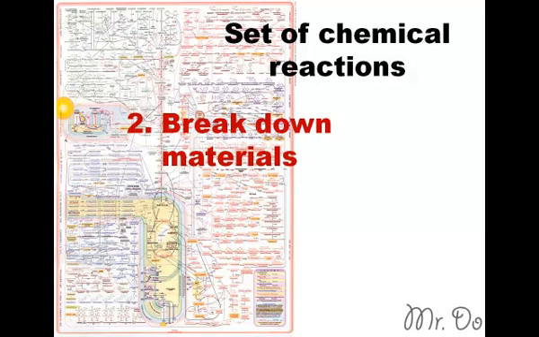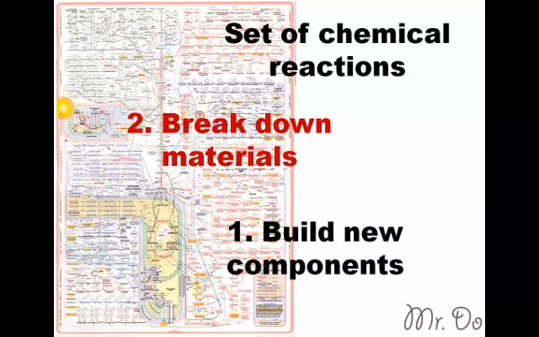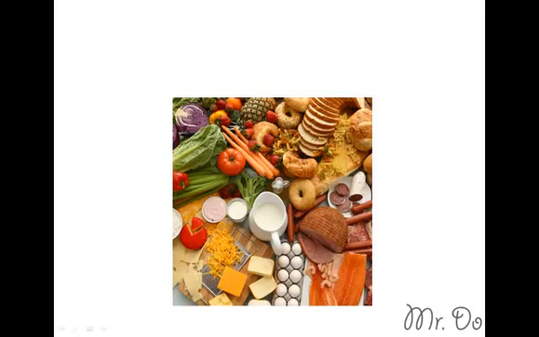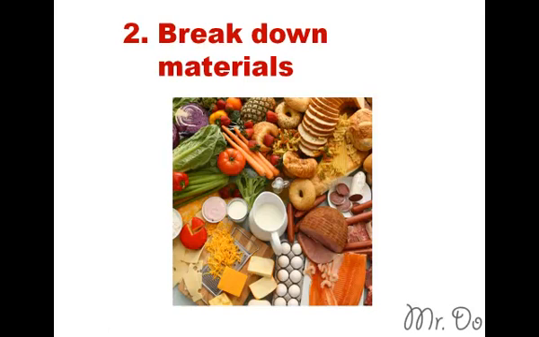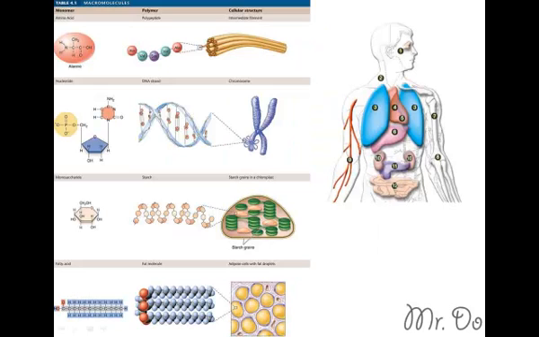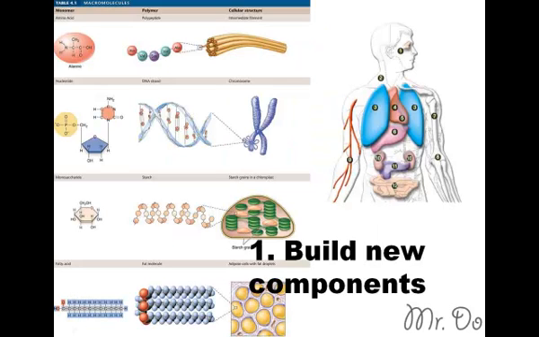The first step is to break down the material. So the stuff that you eat, those things are broken down. And the second thing is to build new components. So the stuff you eat is broken down to smaller components, and those things are then put together to build new components. So for example, the food you eat in your everyday life, we break it down and we absorb it into our body. So the very first step of metabolism is to break down stuff. The second step is to build new components from those.